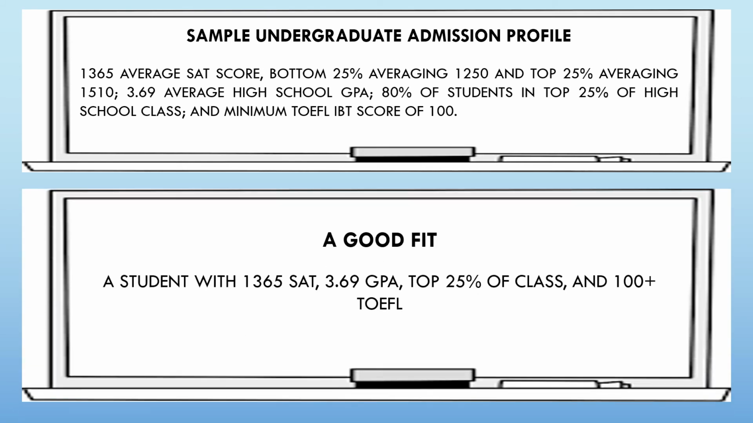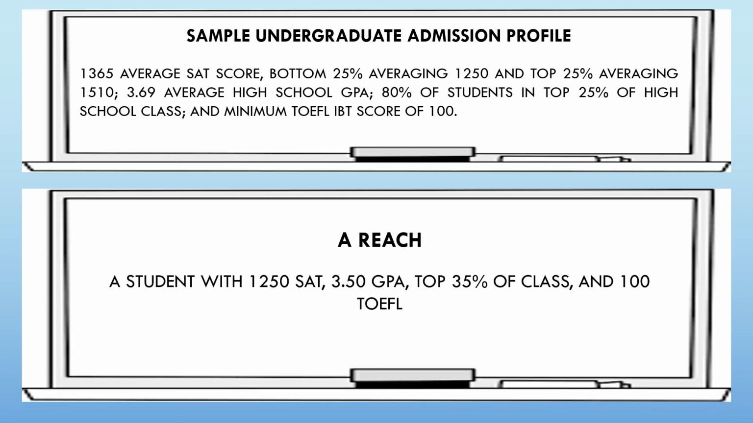Now let's assume a student with a 1365 SAT score, a 3.69 GPA, who has graduated in the top 25% of their high school class and whose TOEFL score exceeds 100. For this student, this institution would be a good fit. That is, they're likely to be admitted.